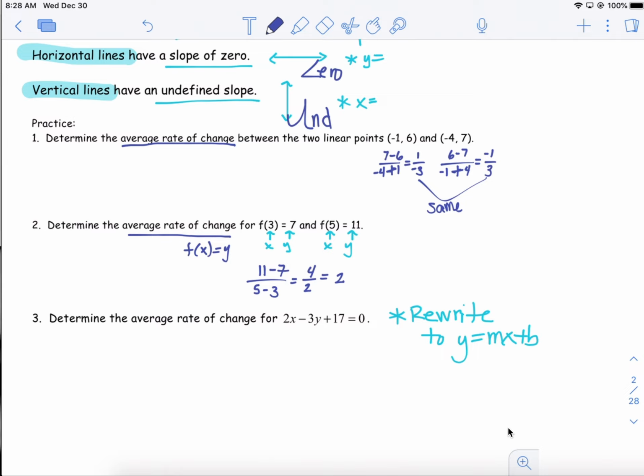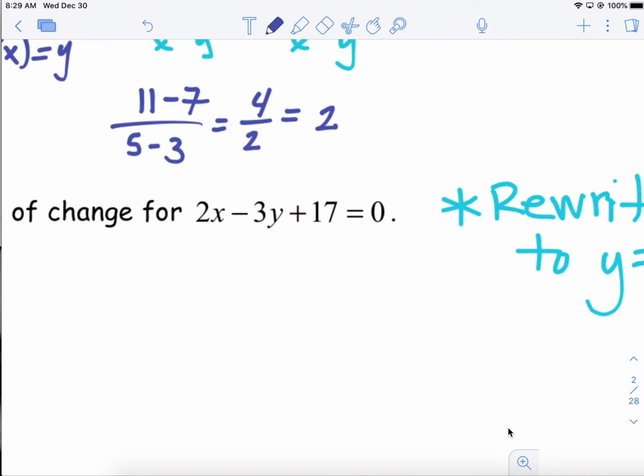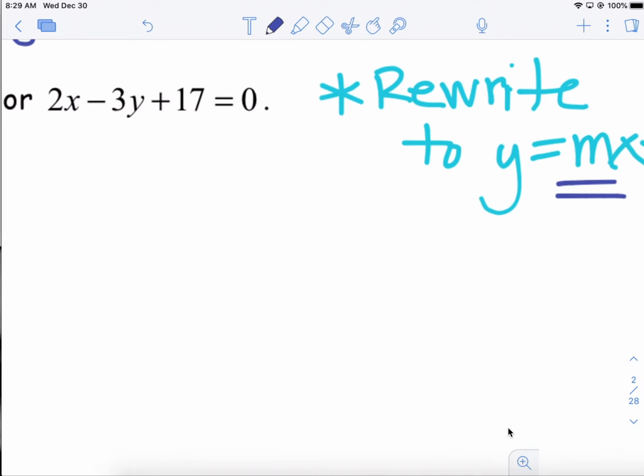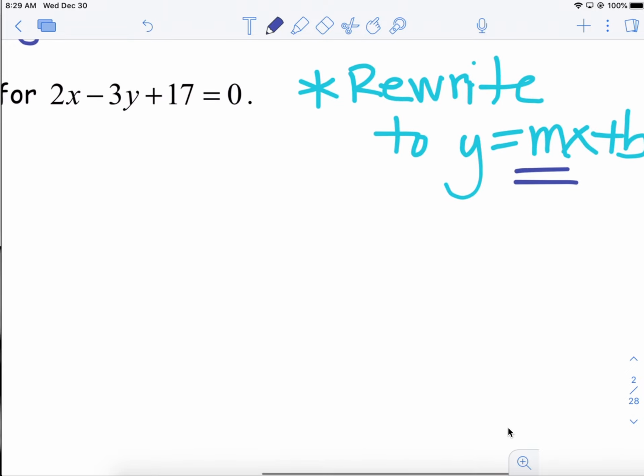We are going to need to put it in y equals mx plus b form in order to get our m. There are ways you can just look at it and find that, but the expectation is that you're rewriting, okay? All right, so in order to do that, we're trying to get y by itself. First thing I want to do is move everybody who's not the term of y to the other side. So I'm going to move 2x to the other side and 17 to the other side.